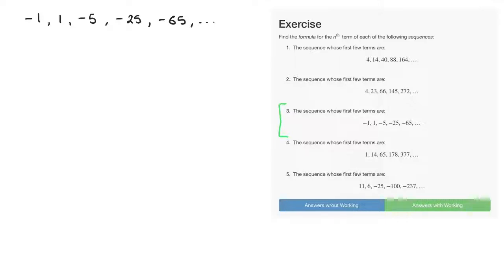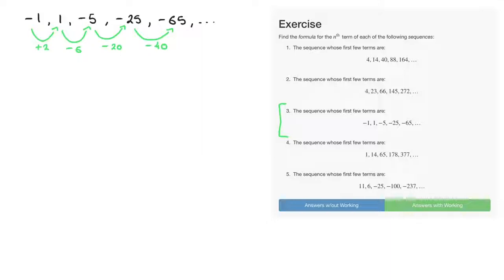So the first thing we do is look into the differences between the terms of this sequence as we go from left to right. From -1 to 1, we're adding 2. From 1 to -5, we're taking away 6, so we're adding -6. From -5 to -25, we're taking away 20, so that's -20. And from -25 to -65, we're taking away 40, so that's -40.